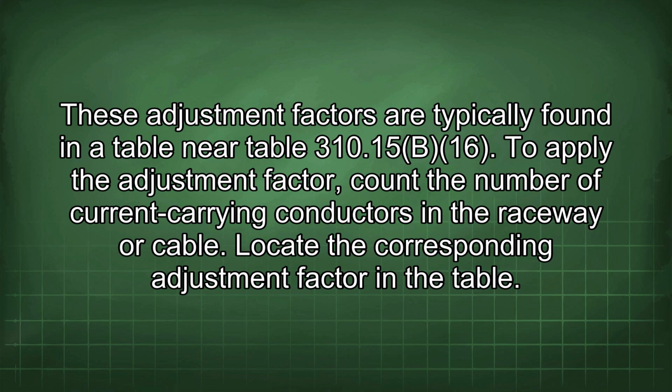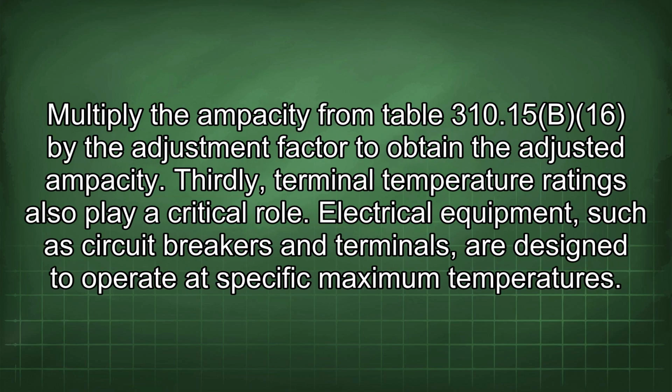310.15(B)(16). To apply the adjustment factor, count the number of current-carrying conductors in the raceway or cable. Locate the corresponding adjustment factor in the table. Multiply the ampacity from Table 310.15(B)(16) by the adjustment factor to obtain the adjusted ampacity.